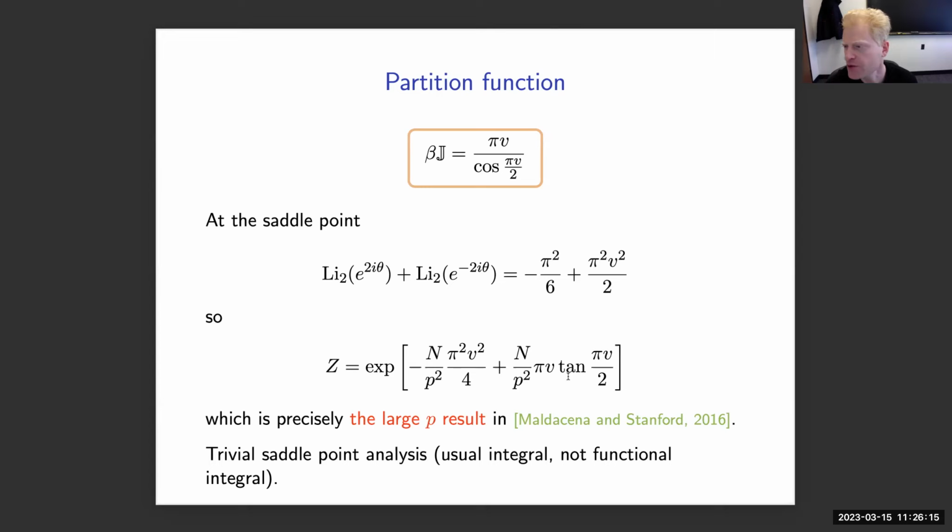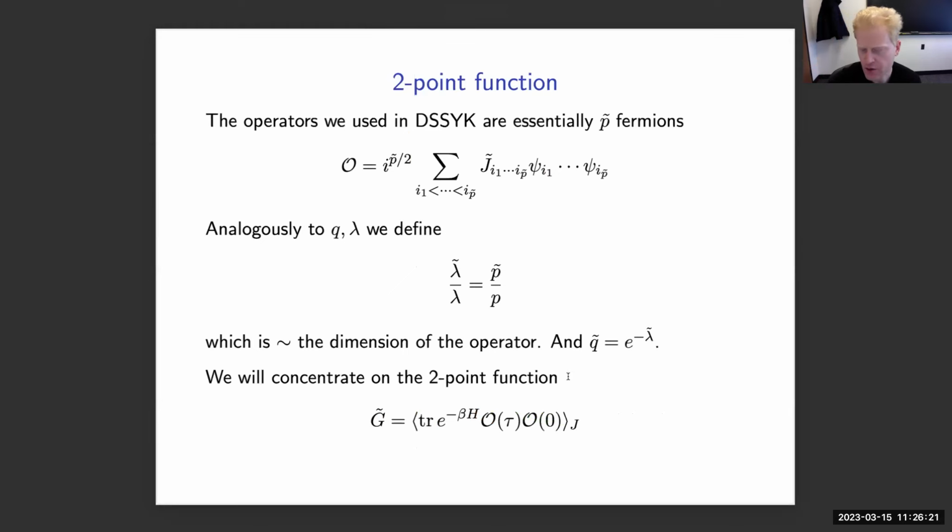Any other questions about this? Is it clear? Okay, so now I will move on to the two-point function. The two-point function is similar, but I first need to say a two-point function of which operator. Basically, we just want to take strings of fermions. These are the natural operators. So we just take strings of p tilde fermions.